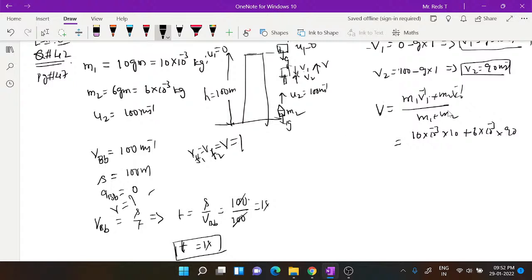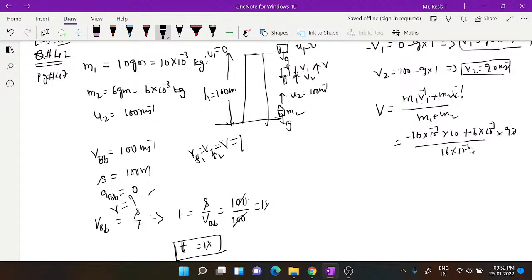Another is moving up. If both are moving in the same direction, we can take plus. Downward if you take negative, upward if you take positive, this will be negative. With sign conventions, you have to take this as negative. Then divided by total mass. Total mass is 10 gram plus 6 gram is 16 gram. So you can write it as 16 into 10 to the power minus 3 kilograms.